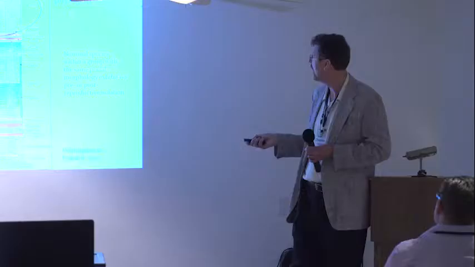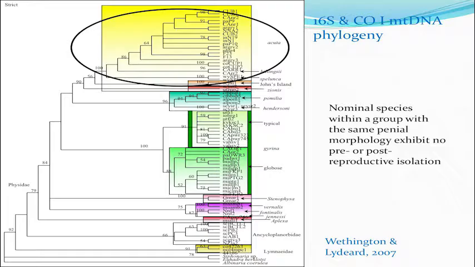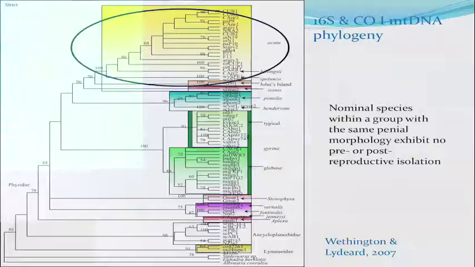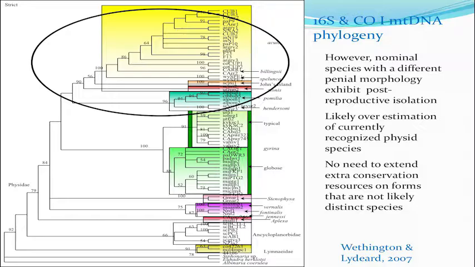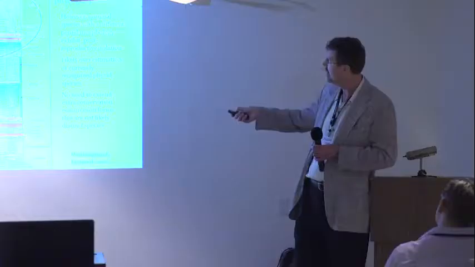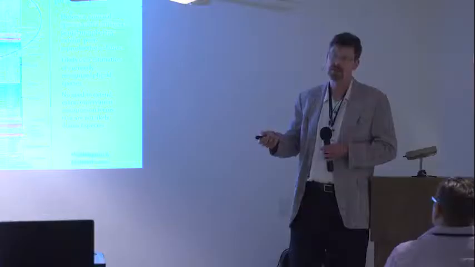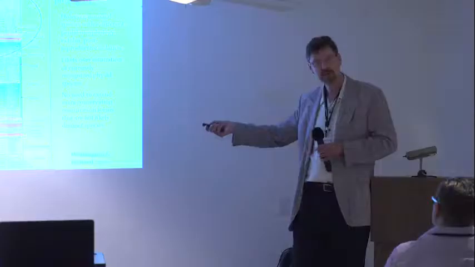And what we found was that within a penial morphology recognized group or phylogenetic clade, there was no pre- or post-mating reproductive isolation for all these different nominal species that had the same penial morphology. So if you have the same penial morphology, you can mate, and nothing's going to stop you from doing so, and you'll successfully have viable offspring. However, if you cross over into another group, like the Pamelia and the Acuta group with a different penial morphology, you will attempt to mate, but you will not have viable offspring. So there's post-mating reproductive isolation. So this adds support for the biological species concept, matching the phylogenetic species concept, which was the one I was advocating.